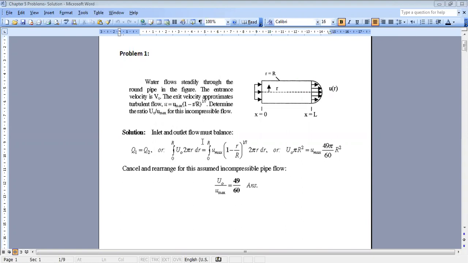The first term is very simple. For the first term, no need for integration. They did integration, but you will obtain the same result as we did, which is u0 times the total area. Here you can directly multiply by the total area, which is pi r square. Why? Because the velocity is uniform over the area. While for the exit, you cannot do this.